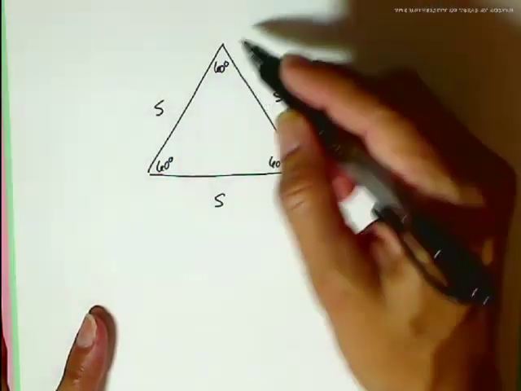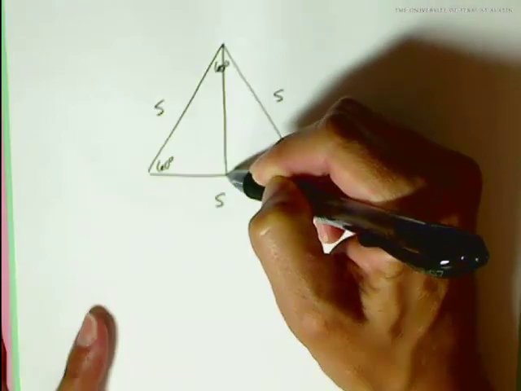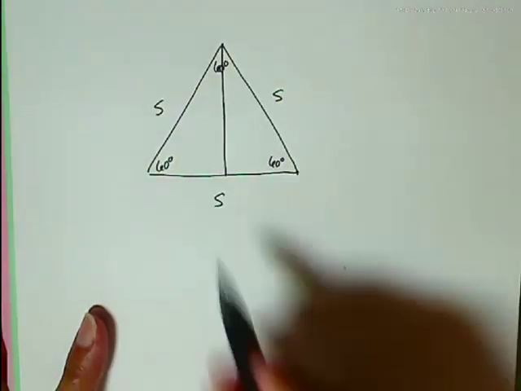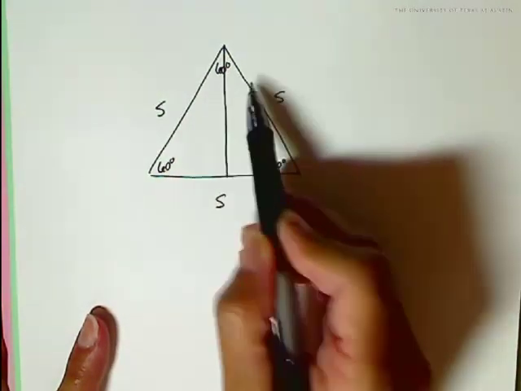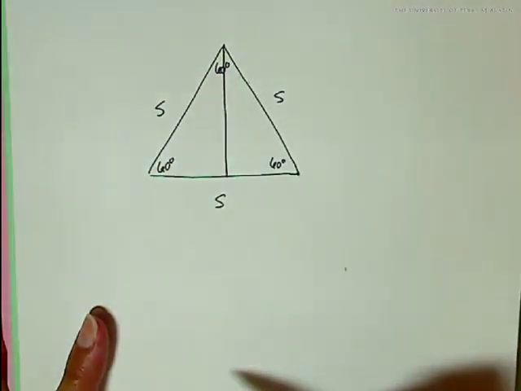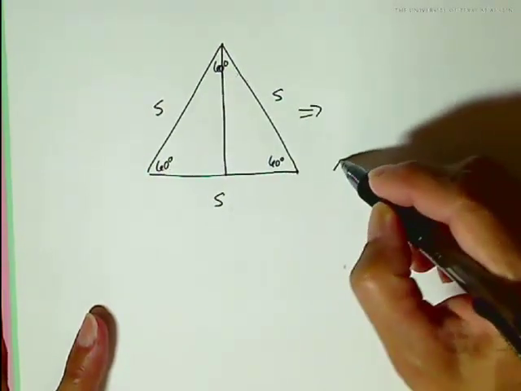Now, let's cut this triangle in half by dropping down this perpendicular line to the base. And so that'll cut this angle in half, so each one of those angles will be 30. So let's come over here and pull off that triangle.